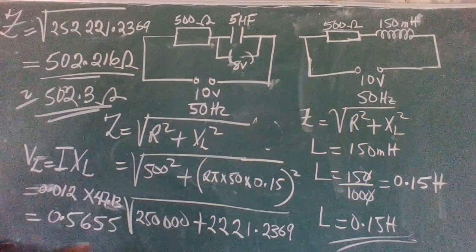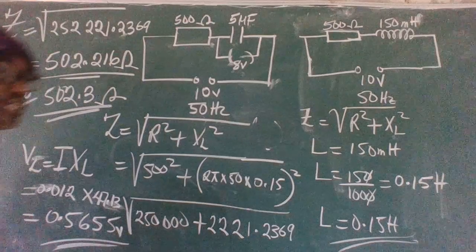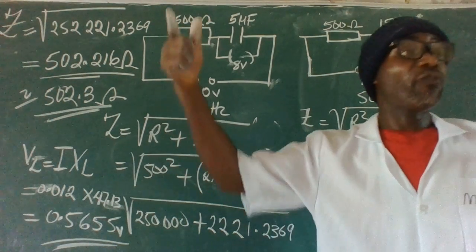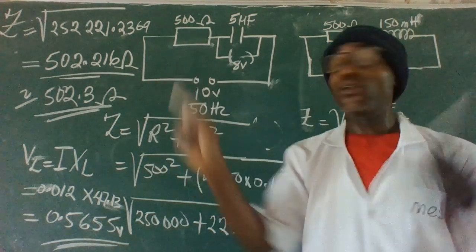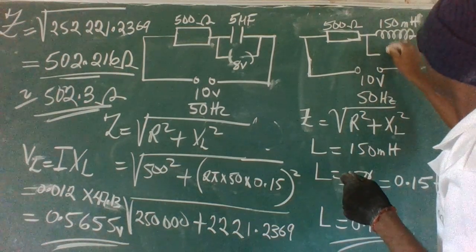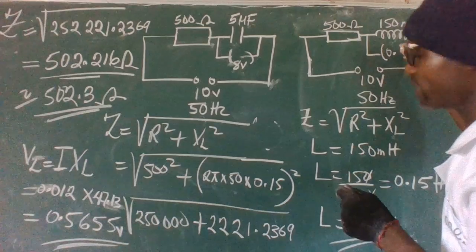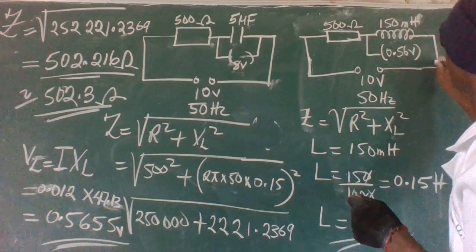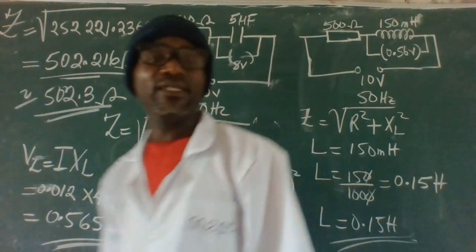Right. So this is measured in volts, right? Yes, sir. Good. So this is the value of the voltage or potential difference across the terminals of the inductor. What this means is that we have approximately 0.57 volts, okay? Yes, sir. This is the potential difference across the inductor, right?